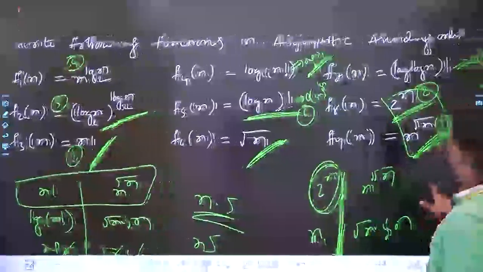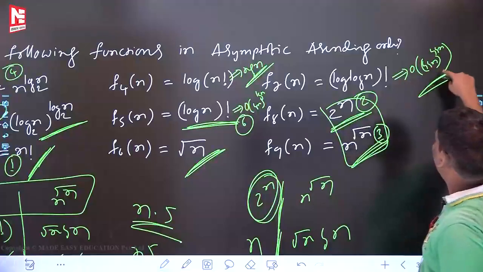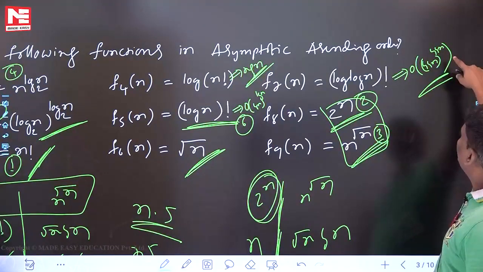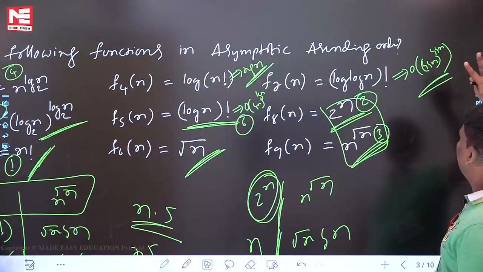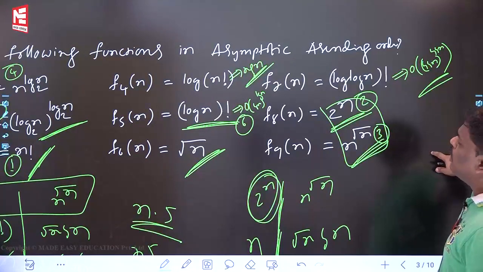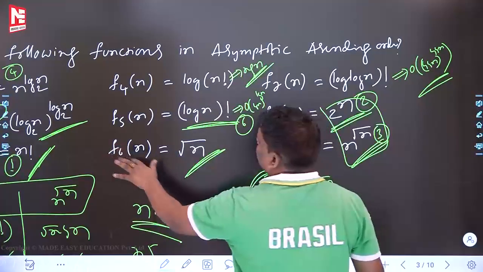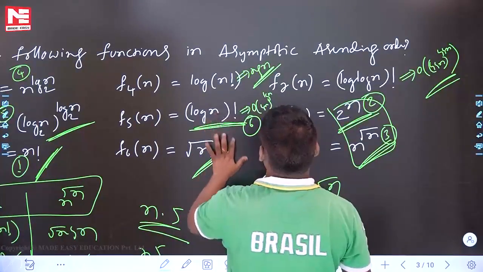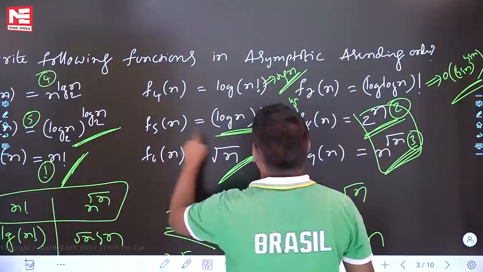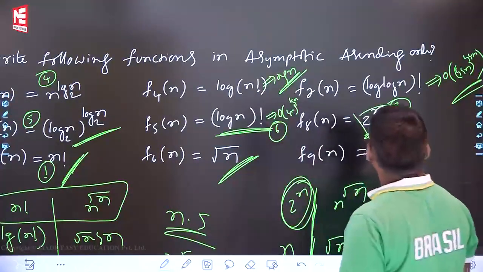Next one. What about log n factorial? The upper bound is going to be log n power log n whole power log n. That is fine. Until now it is fine. 5 is completed, 6 is completed. It is the 5, it is the 6.